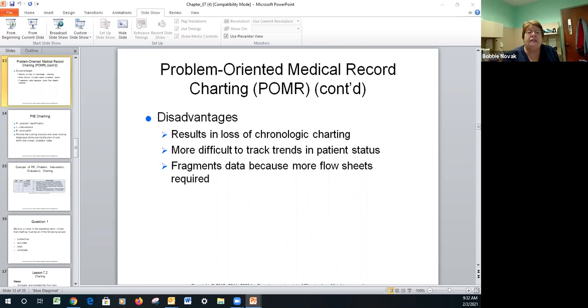The disadvantage is it is not normally in chronological order. One day you may be charting on the fall, another day you're going to be charting on an infection. So you're charting on the appropriate medical record, but it's not necessarily every day we're charting on the same thing. So it makes it difficult to track patient trends, and the data gets fragmented because there's a lot more flow sheets required. Flow sheets for ADL, flow sheets for ambulation, flow sheets for therapy. There's a lot of different pieces involved.